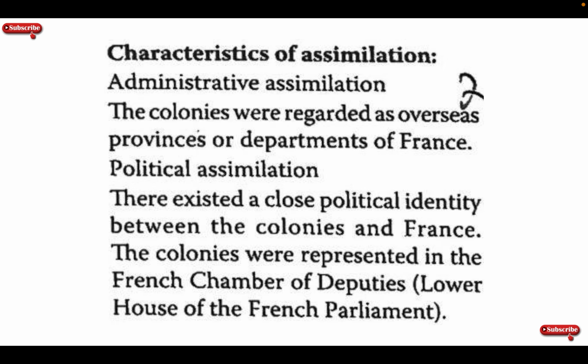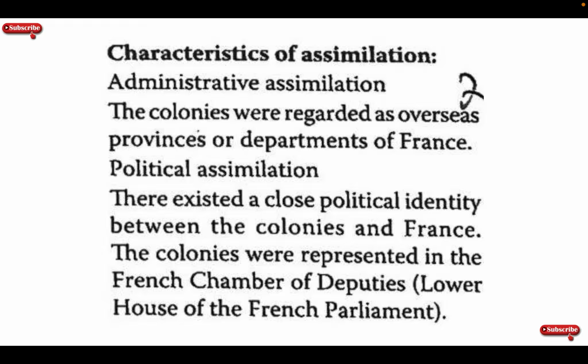Characteristics of assimilation. Administrative assimilation. The colonies were regarded as overseas provinces or departments of France.